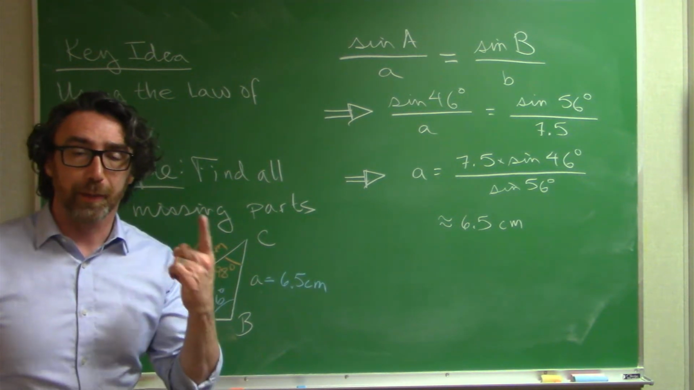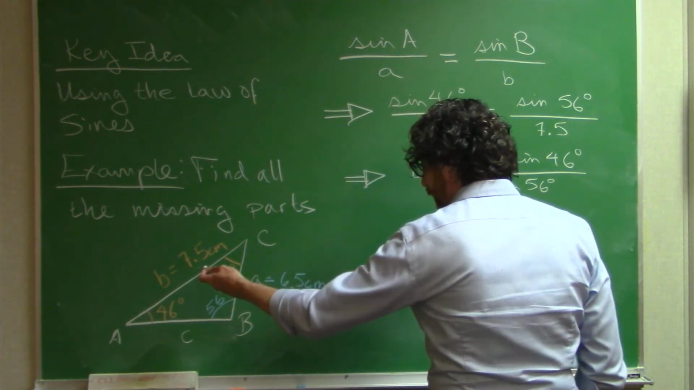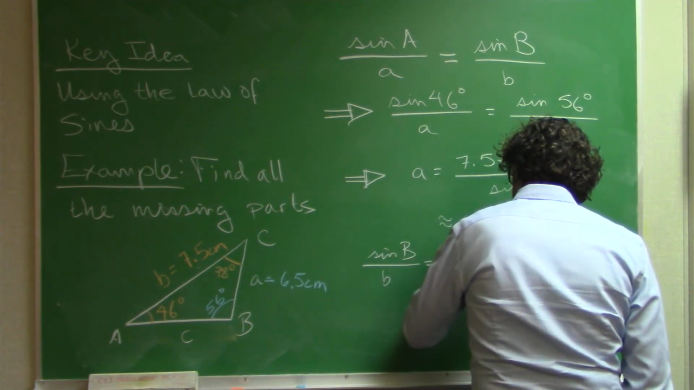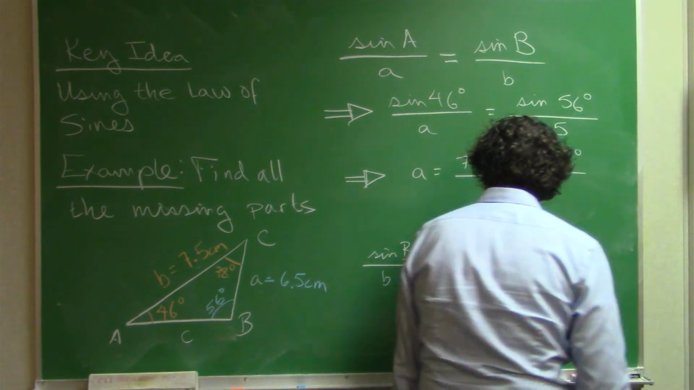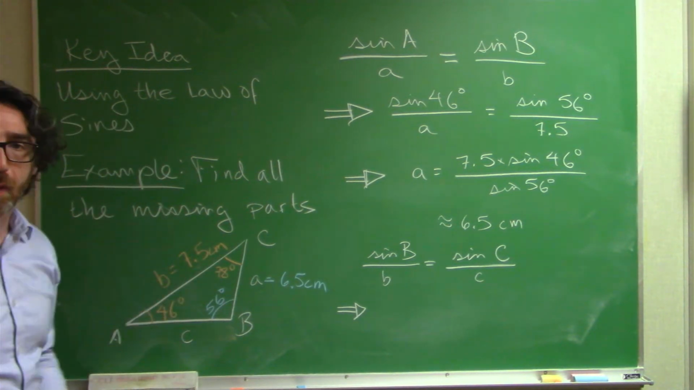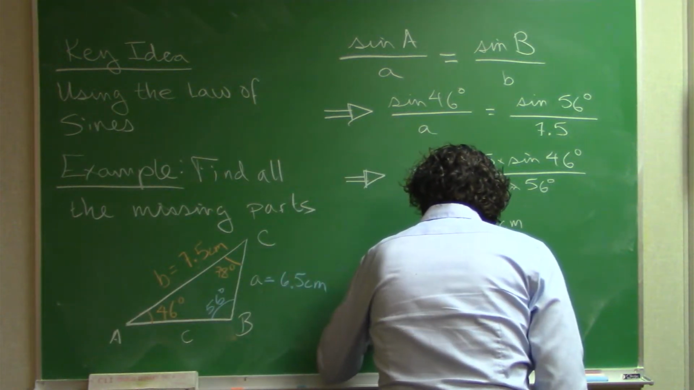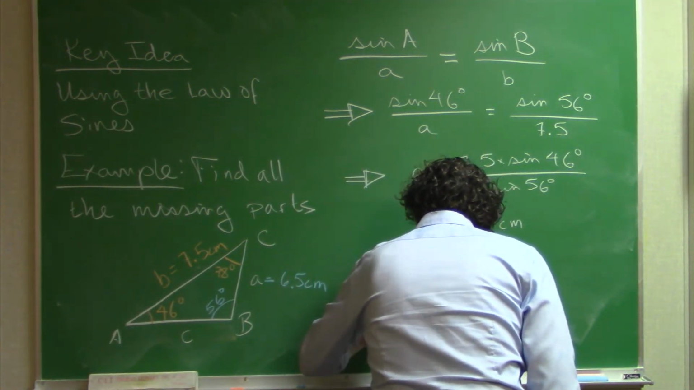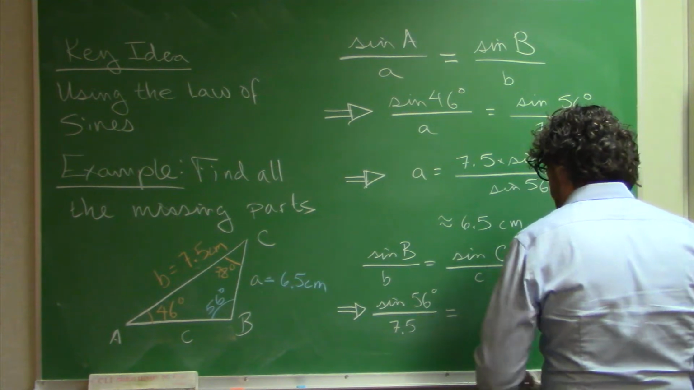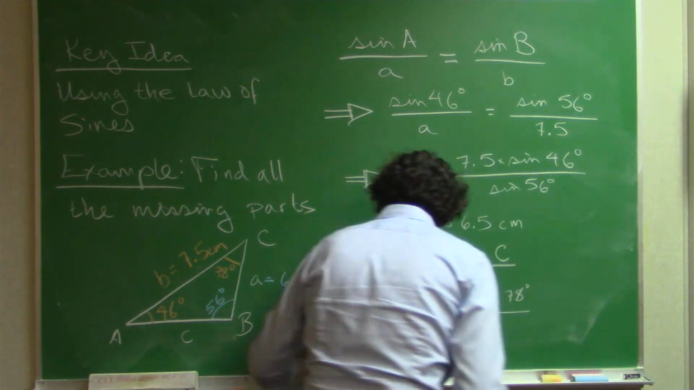And now one more application of the law of sines will get us side C. And you can use whatever you want, but let's do this one. Sine B over B equals sine C over side C. So we fill in all the known quantities, leaving one unknown quantity. Sine 56 degrees over 7.5 equals sine 78 degrees over the unknown side length C.